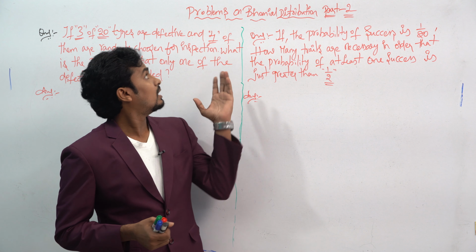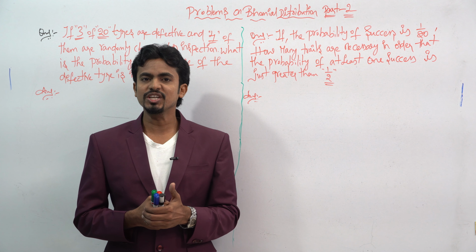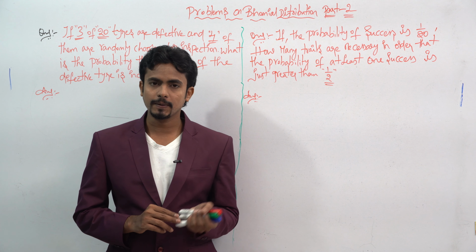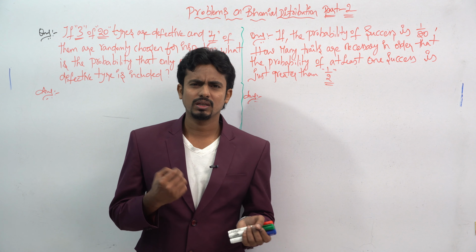This was the part 2 problems for the binomial distribution. The before problems are somewhat important. Now these questions will be somewhat tricky.